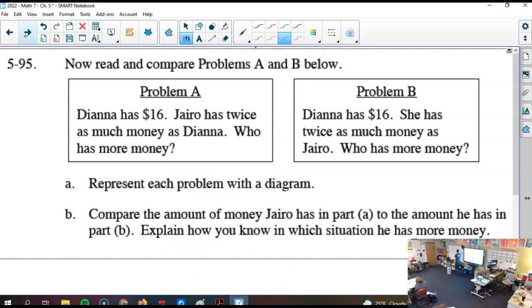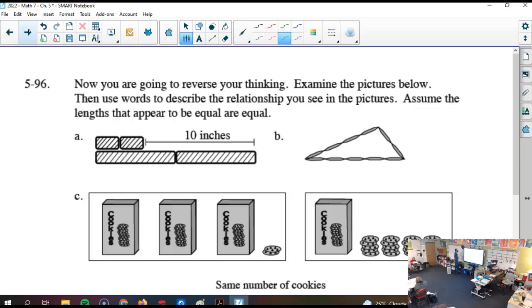Throwing around some sass. Try these. Chat with each other, work with your team, try these out. Sophia's writing down how many times she doesn't get called on. Then use words to describe the relationship we see. Use words. So we're writing words.